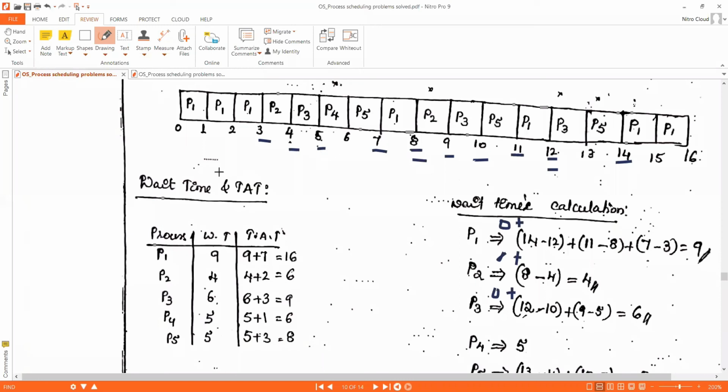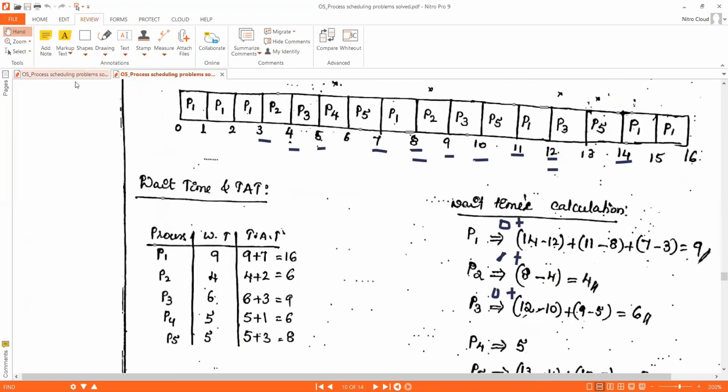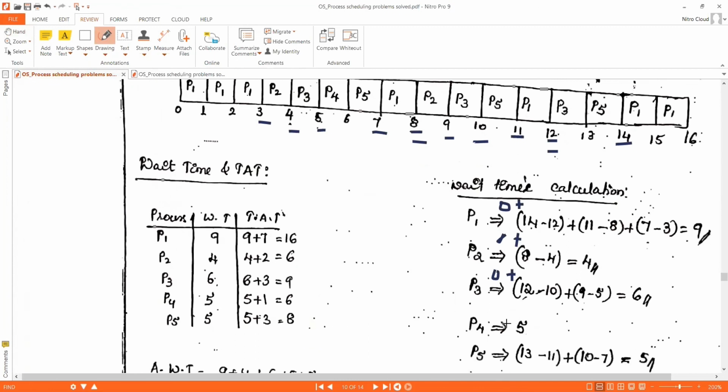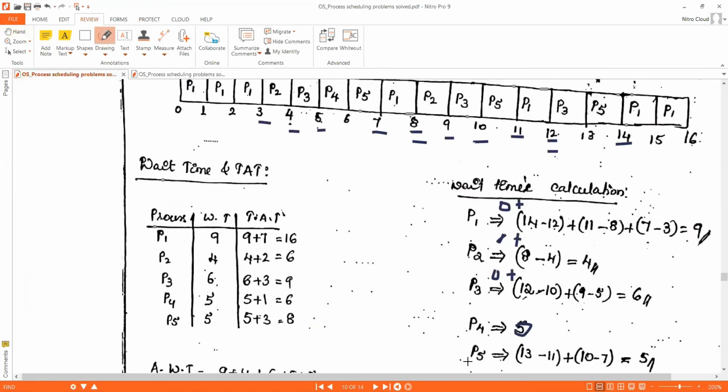Okay. Next, for process 4. Process 4's allotted time is 5 milliseconds, and its arrival time is 5 milliseconds. 5 minus 5 is 0. So 0 is the waiting time for process 4. Process 4 has not been allotted again. So allotted time minus its arrival time: arrival time is 5, allotted time is 5. 5 minus 5 is 0, the waiting time for process 4.